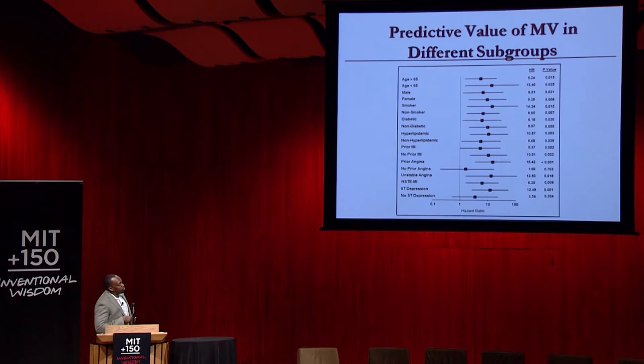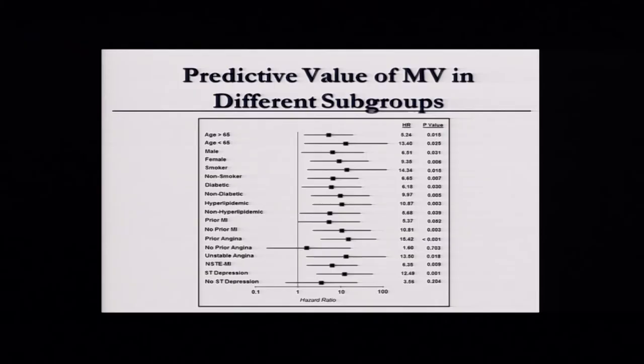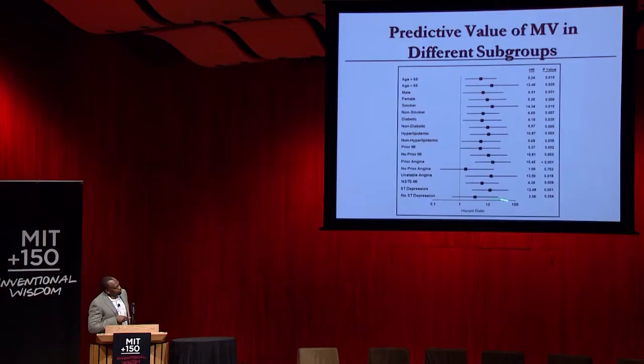So if you are mature or if you are young, it still holds true, female, smoker, non-smoker, diabetics. In the majority of these cases, in this plot, the thing to get across is that points over on this side are statistically significant increases in your risk.